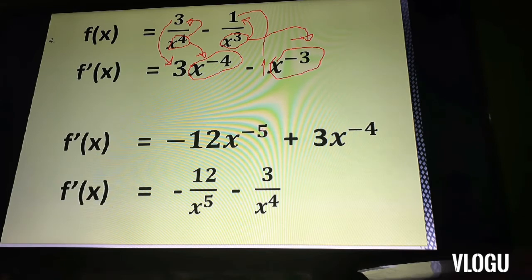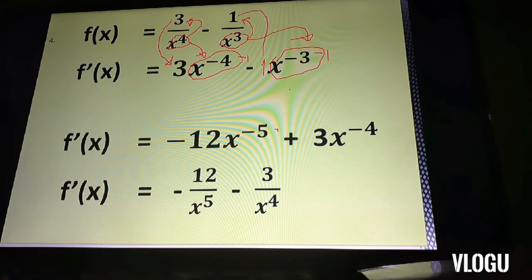Then we have negative times negative, that is equals to positive. Then we have x copy. Let us multiply 3 times 1, that is equals to 3. Then copy yung x. Negative 3 minus 1, that is equals to negative 4.